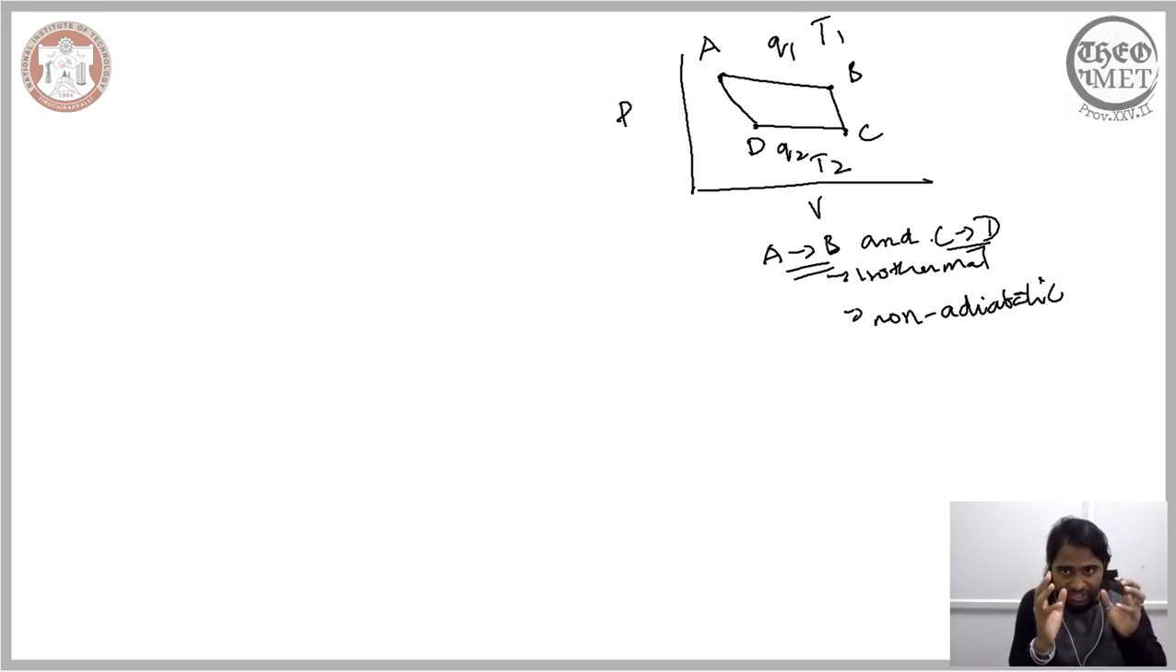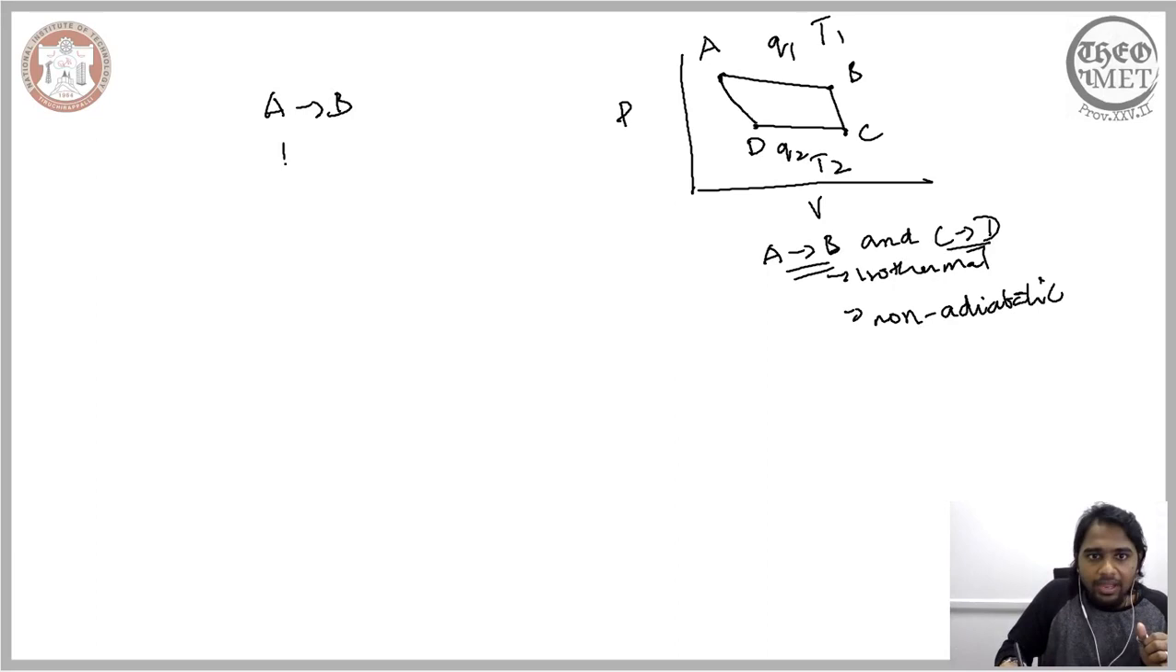So, we have changes that are brought about by a heat transfer. However, these changes are not occurring at the same temperature, they are occurring at two different temperatures. So, one change is occurring at T1. So, we have changes A to B and C to D. So, these are the two changes that are brought about by the heat transfer.